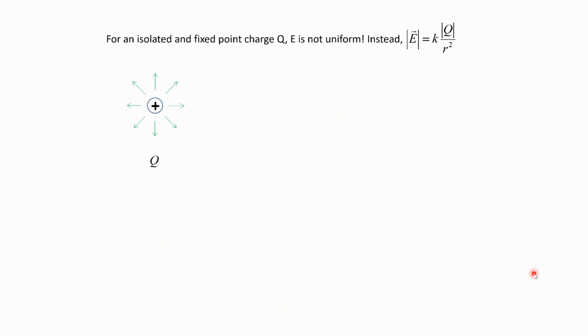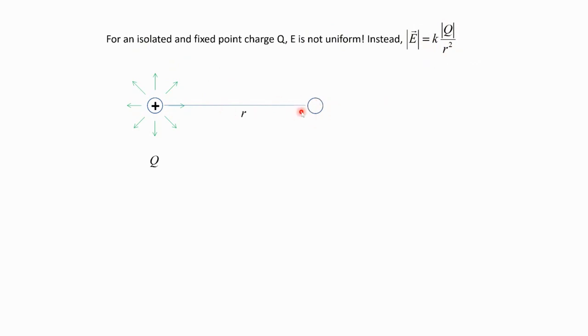Non-uniform fields. So now let's talk about, instead of a uniform field, a non-uniform field. I'm going to skip the gravity part because I don't have time. But let's consider an isolated charge, an isolated and fixed point charge, capital Q. Here it is. The electric field around it is not uniform. Instead, we had this formula from last week. Remember this? I put absolute value symbols so that I'm only talking about the magnitudes. And notice that it depends on the radius. R is the distance away.